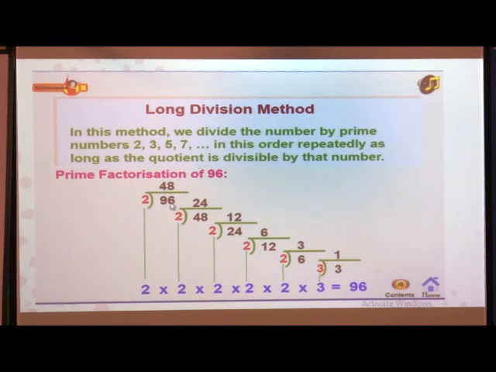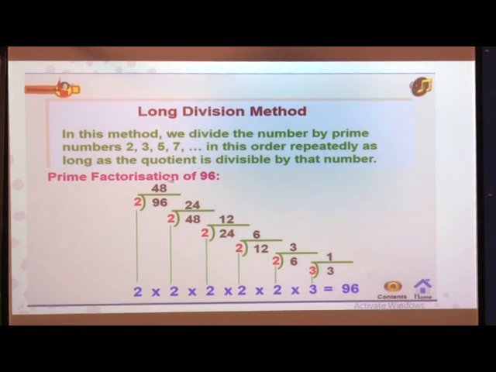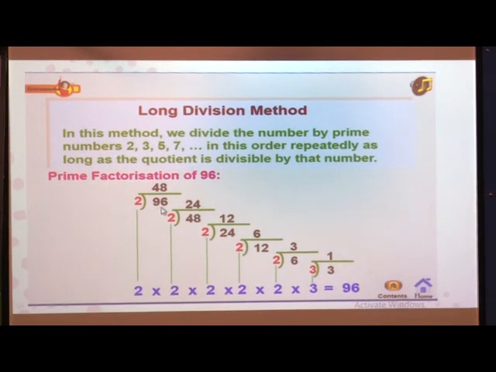Now the number is 96. We have to factorize it using the long division method. The first prime number that we take is 2. 2 fours are 8, 9 minus 8 is 1. So the number becomes 16. 2 8s are 16. Now, we got 48.